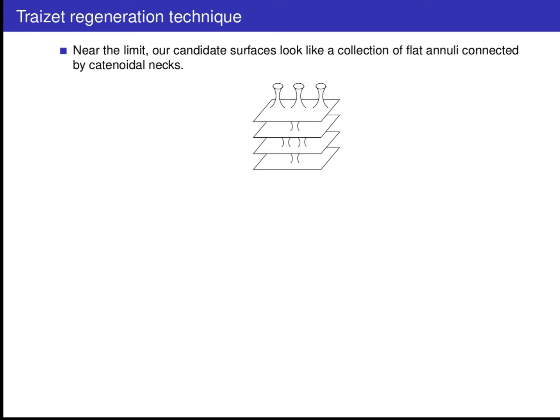So near the limit, our catenoid surfaces look like a collection of flat annuli connected by catenoid necks. So here I've got these 4 levels. Between levels 1 and 2, I've got the 1 neck. Between levels 2 and 3, we've got these 2 necks. Between levels 3 and 4, we have 1 neck. And then between levels 4 and back to 1, we've got these 3 necks, which really are going to attach down here as well. You've got to remember we're dealing with doubly periodic surfaces.